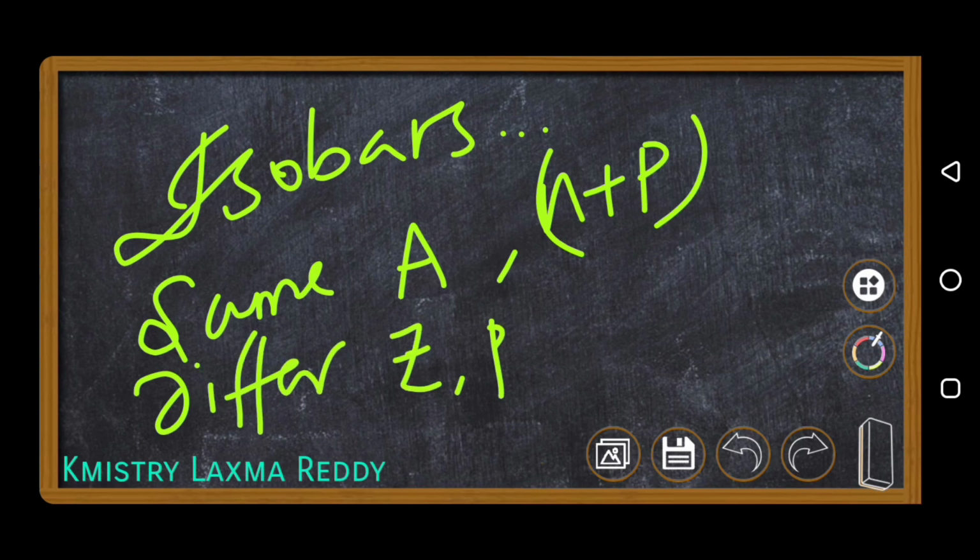Z different means protons different. Proton different means you can say electrons different. Electrons you can say always equal Z, but the only condition is that it must be a neutral atom. Only for neutral atoms, Z is nothing but the electrons number.